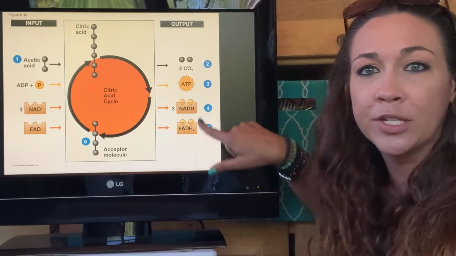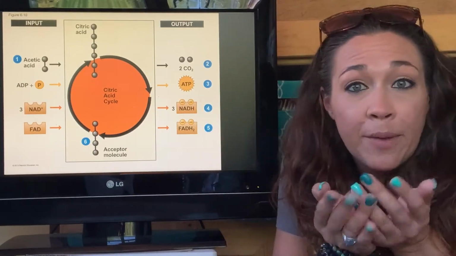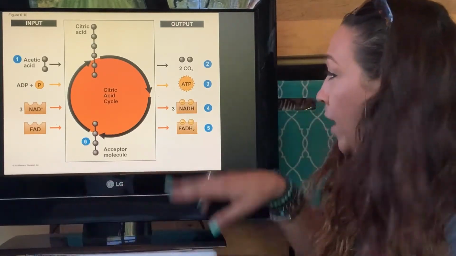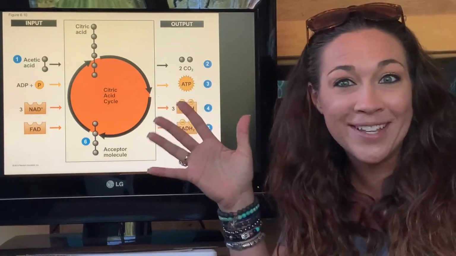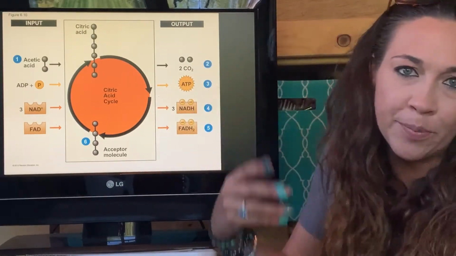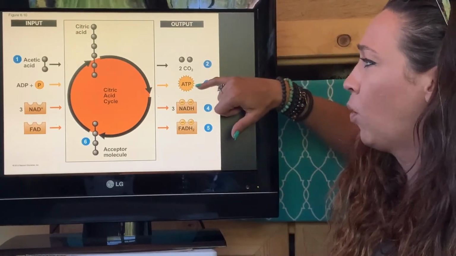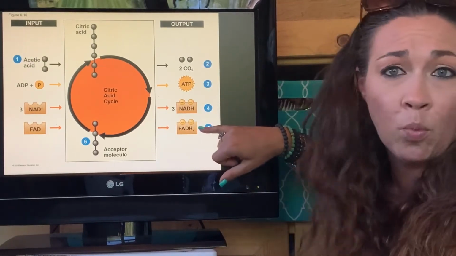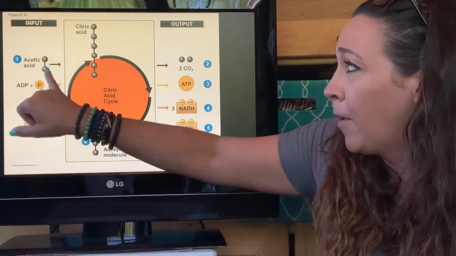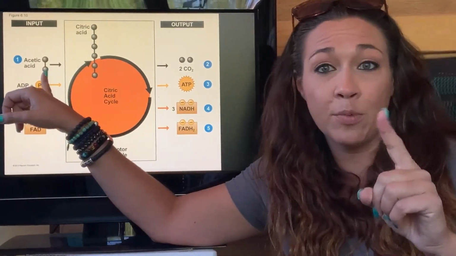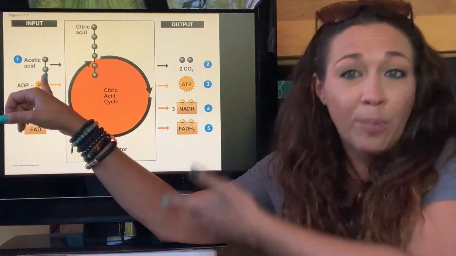So both of these, again, are just high energy carriers. They're just picking up those electrons and taking them where it needs to go. This is our ATP, the whole point of all this, why we're doing this. And CO2 is a byproduct. Now remember, there's 2 CO2s here, 1 ATP, 3 NADHs, and 1 FADH2, but that's only for 1 acetic acid. Remember, we had 2. So you have to double all these numbers.